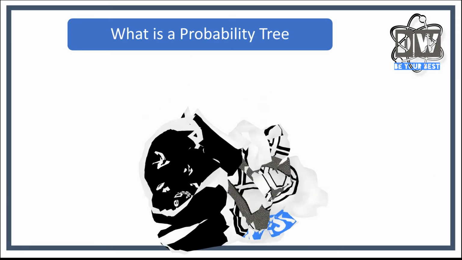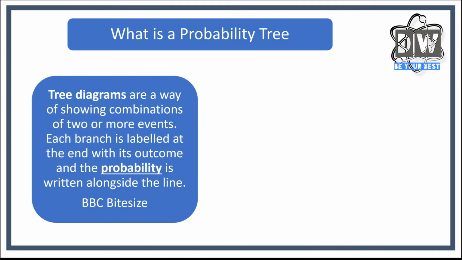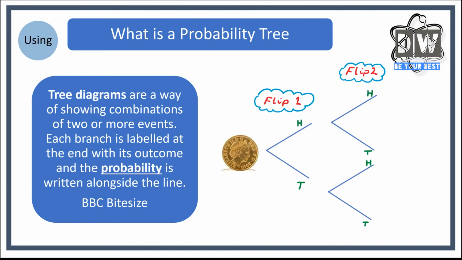Okie dokie. What is a probability tree? Very simply, we did this yesterday, but hopefully when I read this it'll make more sense to you. Tree diagrams are a way of showing combinations of two or more events. Each branch is labelled at the end with its outcome and the probability is written alongside the line. It comes from BBC Bitesize. We're using the information today. So although we will go through the process of drawing, we're actually looking at using it in more detail.